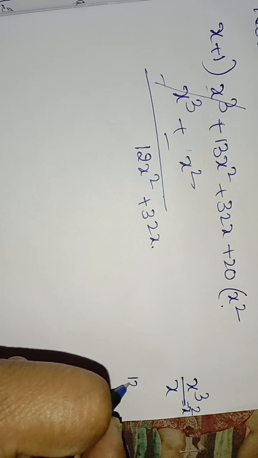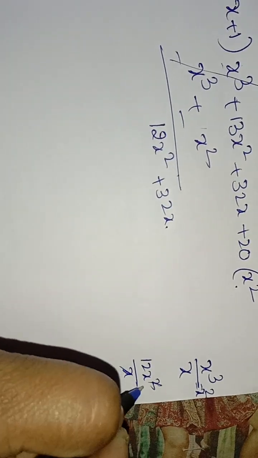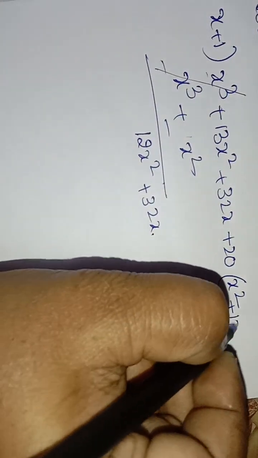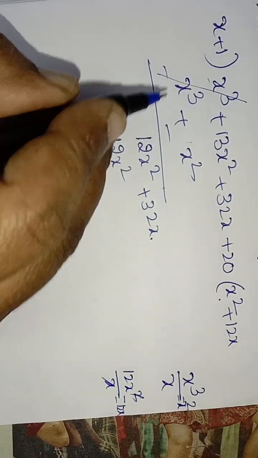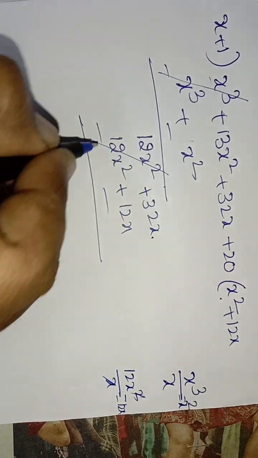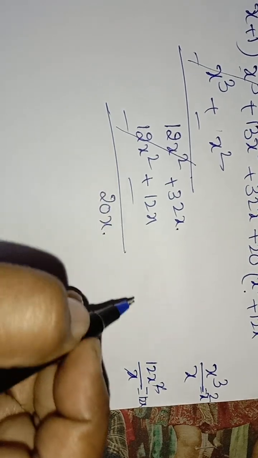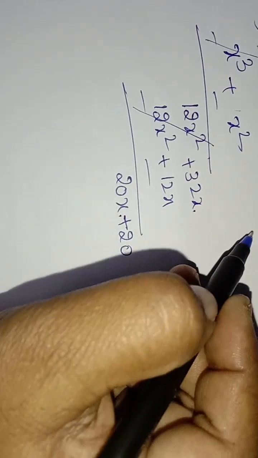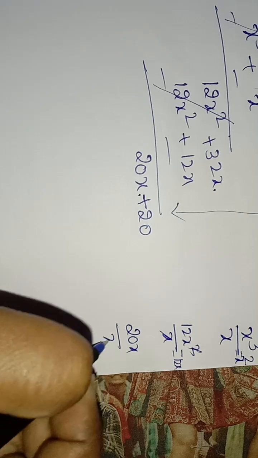So again 12x square by x. Right? So what you will get here? 12x you will get here. I am taking here plus 12x. 12x into x, 12x square, 12 into 1 plus 12x. Change the sign. These two will get cancelled. 32 minus 12, 20x you will get here. 20x. And I am writing here 20 here. This term. Right? Now 20x by x.